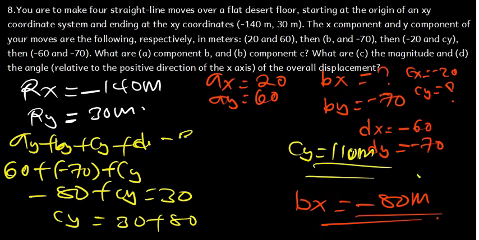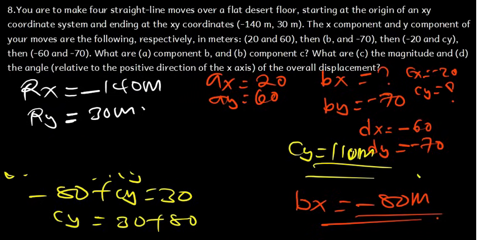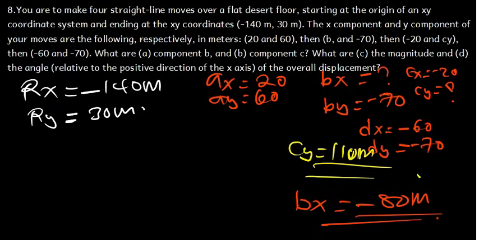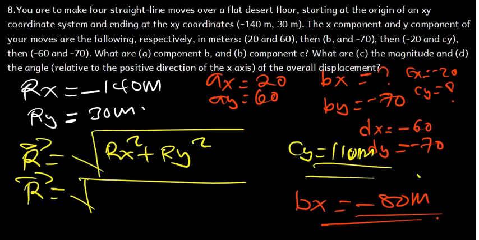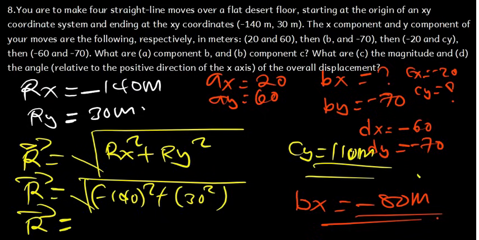Now the last question is saying we need to find the magnitude and direction of the resultant. We have the x and y components, so the resultant is the square root of Rx squared plus Ry squared. We have negative 140 squared plus 30 squared. So our resultant in this case, we expect to have 143.2 meters. What of the direction?